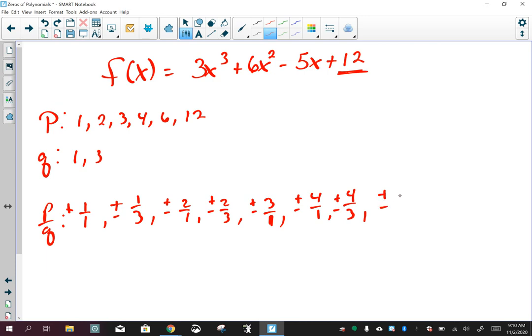6. 6 over 1. Now, again, 6 over 3 is 2. I have 2 represented right here, so I don't need to worry about that. I'm going to go to 12. That's 12 over 1. And then 12 over 3 is 4. I have that represented there, so again, I don't have to worry about that. Okay, so this is my list of possible zeros I could possibly have.